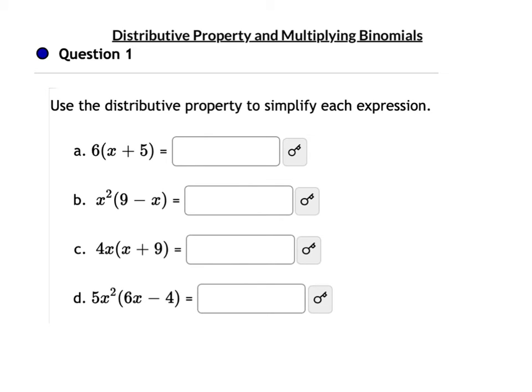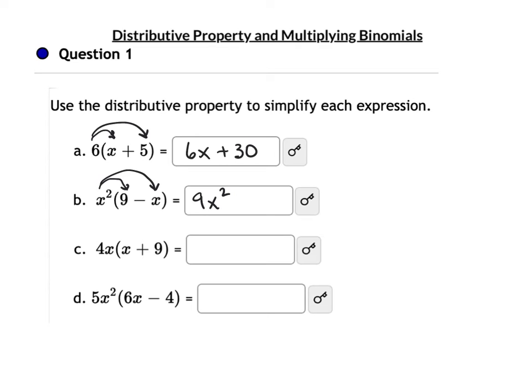Question 1, we're distributing. We're going to take the 6 to both. 6 times x, hey, that's 6x. And 6 times positive 5 is positive 30. You've done that stuff before. Now we're going to take x squared to both. X squared times 9, that's 9x squared.